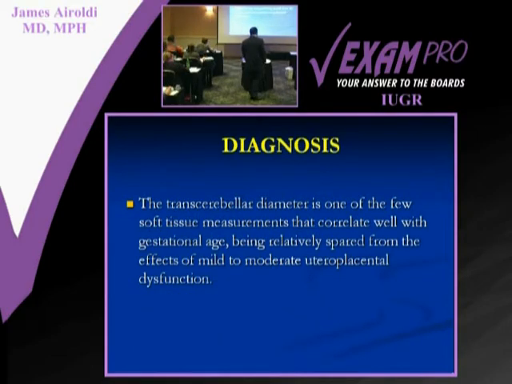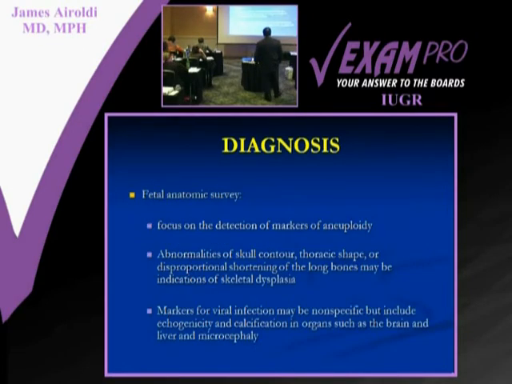The transcerebellar diameter, we've already talked about this. This is a good thing that will help, especially in people that may present late and you're unsure, their growth is off, you're not really sure. But this measurement is spared in IUGR. So the transcerebellar diameter is going to be normal.